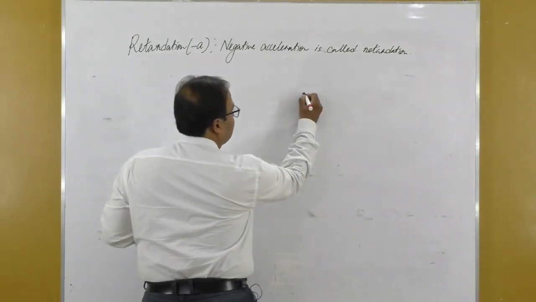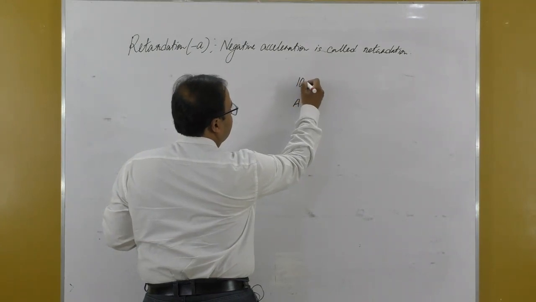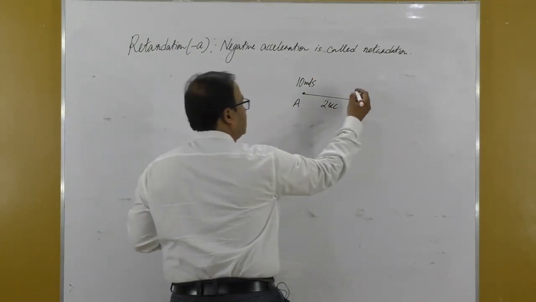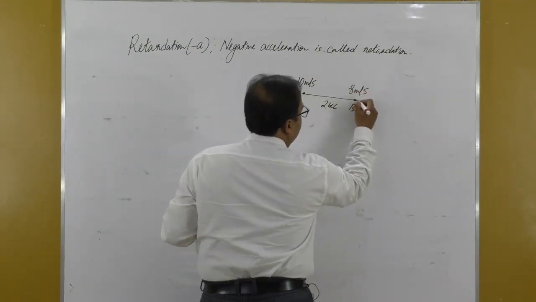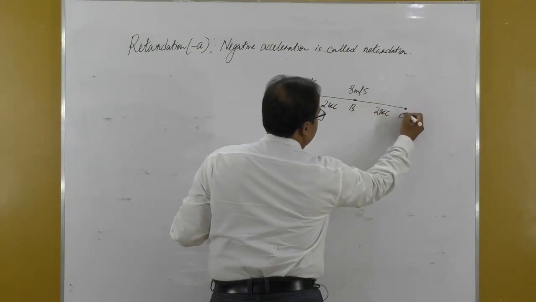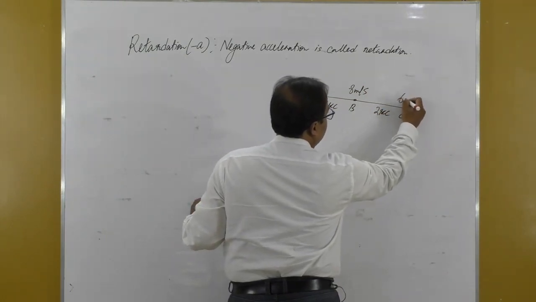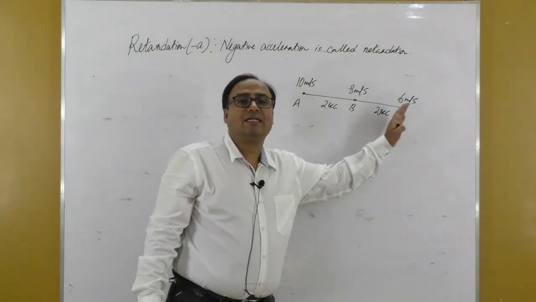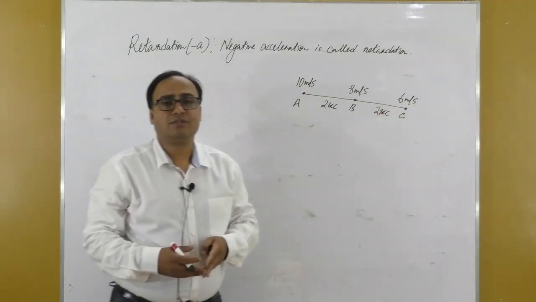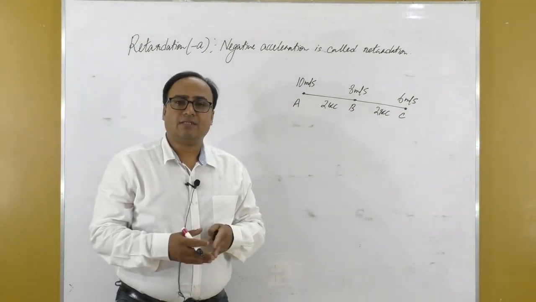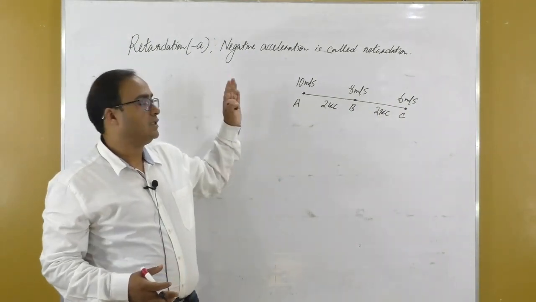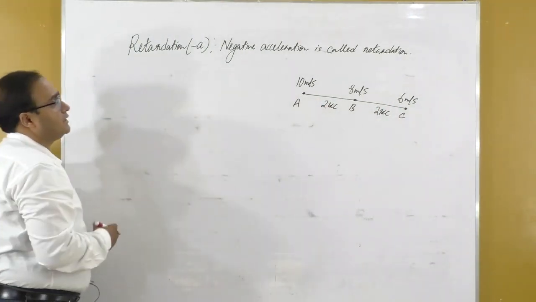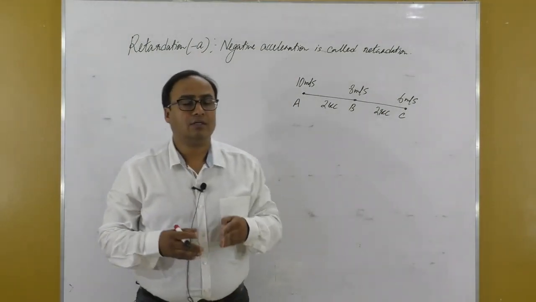And when a body moves like this, it's at position A, its velocity is supposed to be 10 meter per second. After 2 seconds, it reaches position B, its velocity becomes suppose 8 meter per second. After 2 more seconds, it reaches position C. Its velocity is supposed to become 6 meter per second. So, with respect to time, the velocity of the body keeps on decreasing. And in this case, we use the term negative acceleration. Negative acceleration is called retardation. So, we can say that the body is moving under retardation. Okay. So, if I ask you what is retardation, negative acceleration is called retardation.